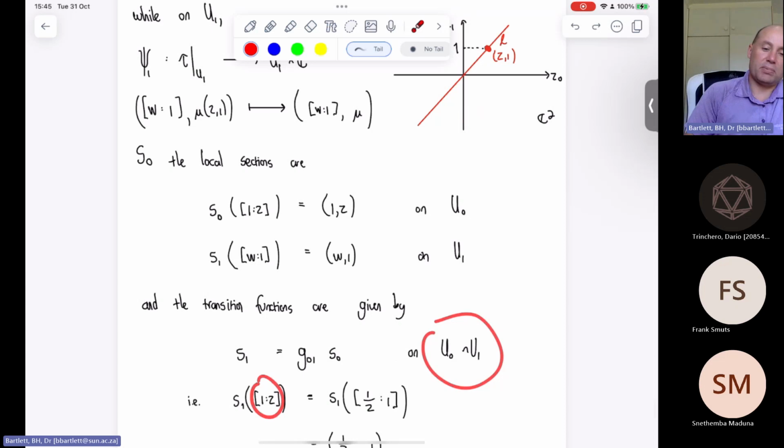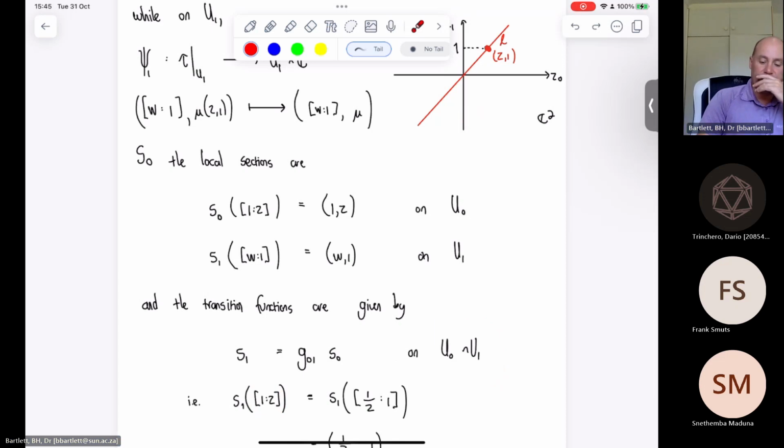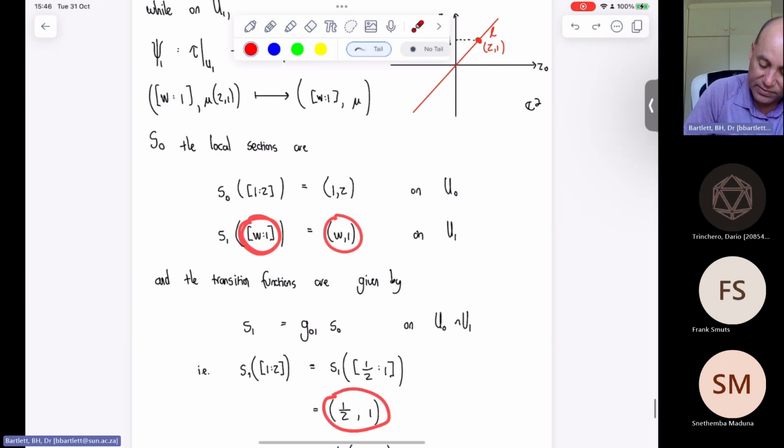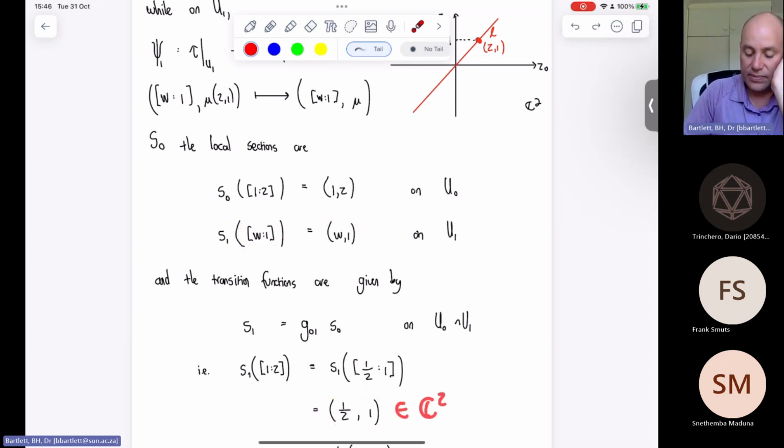So let's see. For this particular input point, I have to work out what S1 does over here. But to work out what S1 does, you have to first make the second coordinate equal to 1. So this point in complex projective space is the same as this point, right? Because I've multiplied both coordinates by 1 over z. Now that I've got it in this form, it's in the right form that I want. So I know what S1 does. It outputs this vector here in C2. This is a vector in C2, right?